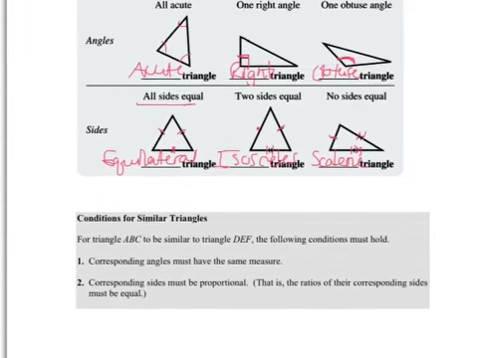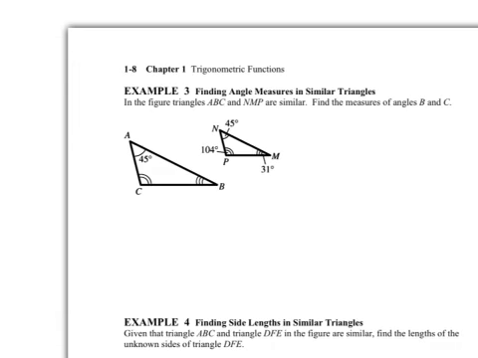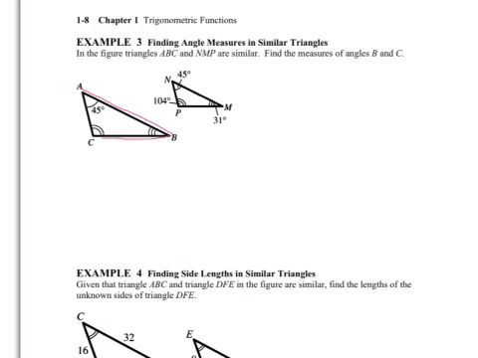Okay, now we're going to go to our next page here, and this is example 3. It says in the figure triangle ABC, which is this, oh, sorry, let's get that page back there. We have triangle ABC, which is this triangle here, and NMP are similar. So we want to find the angles of angle B and angle C. And we can find those because they tell us that they are similar triangles, which means some of the angles are equal.